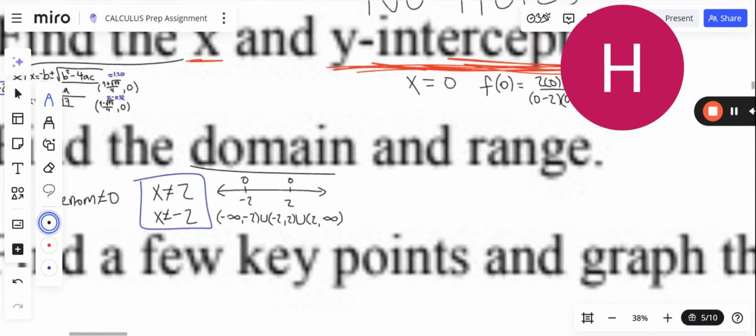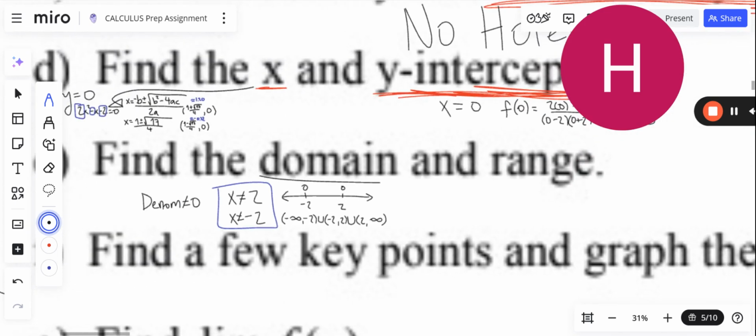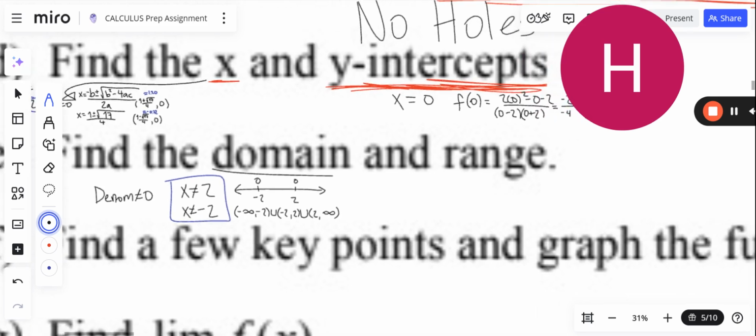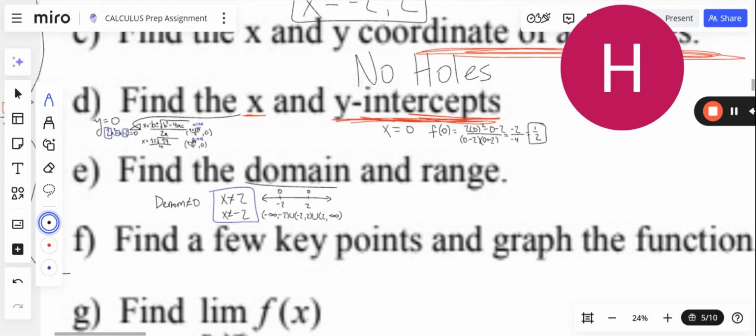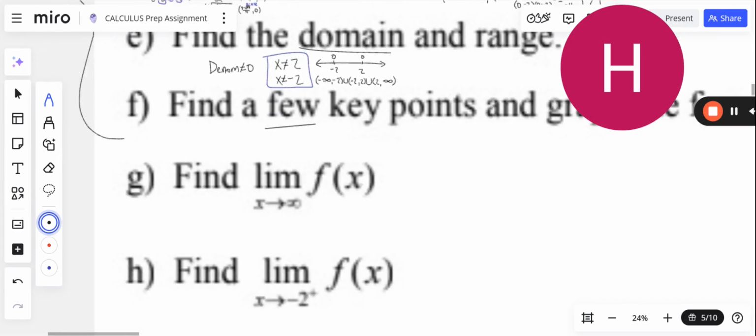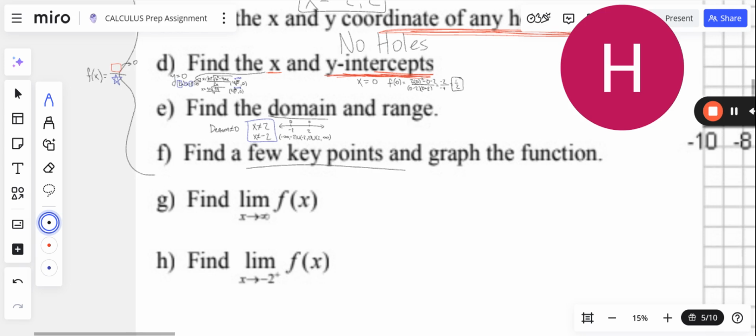The range, if you're interested in using a calculator, that's fine. I'm not going to spend my time to use a calculator during this assignment. I'm really not. So we'll have the domain, and then we'll have the range. We'll take a look at what the graph looks like in a second by using the chart. So find a few key points and graph the function. So now it's time to use the chart.